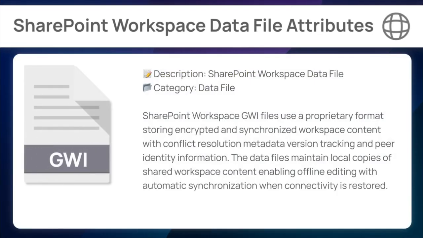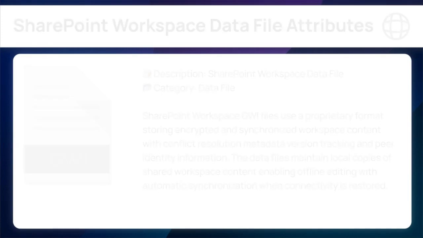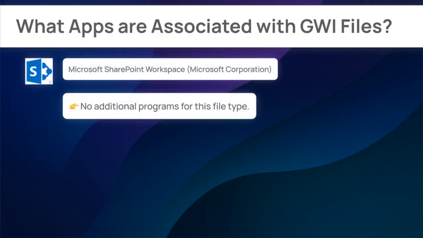GWI files use a proprietary format storing encrypted and synchronized workspace content with conflict resolution metadata, version tracking, and peer identity information. The data files maintain local copies of shared workspace content, enabling offline editing with automatic synchronization when connectivity is restored. Microsoft SharePoint Workspace is the standard set by Microsoft Corporation for accessing the GWI format.